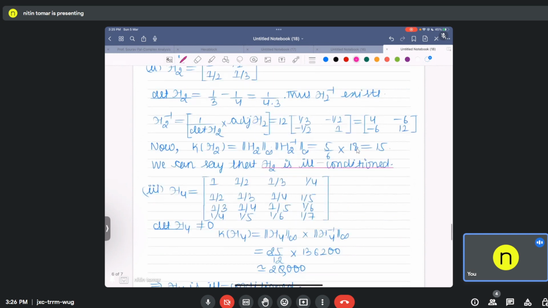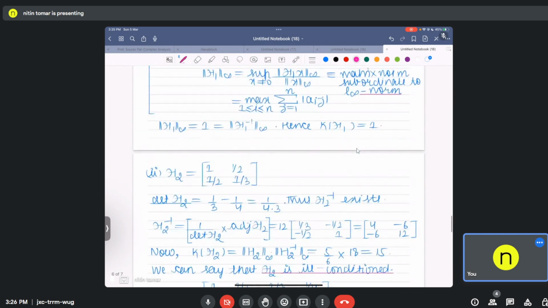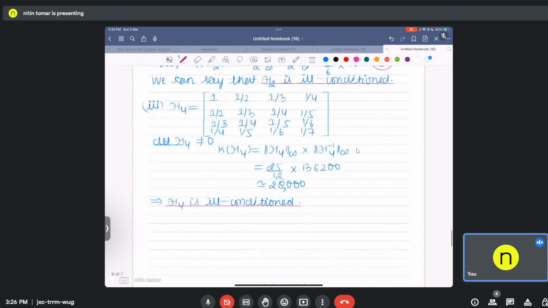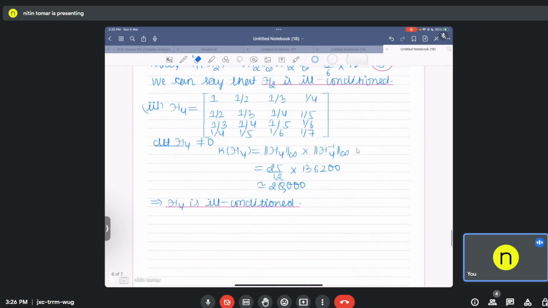You see, for H1 the condition number was 1, for H2 the condition number was 15, and for H4 the condition number is somewhere around 28,000. So this gives you an intuition: if you keep on increasing n, what will happen? Will the condition number be increasing or decreasing? Increasing. Yes, exactly.